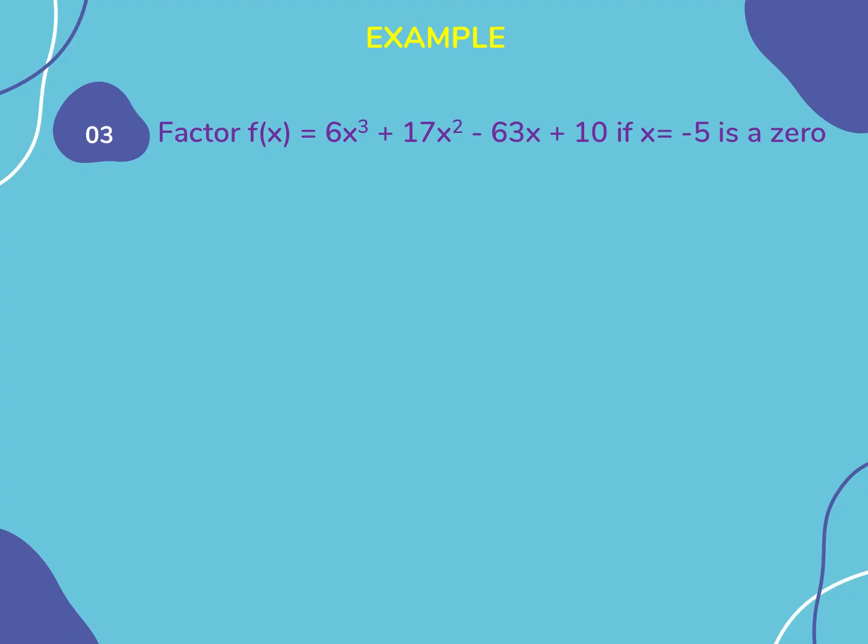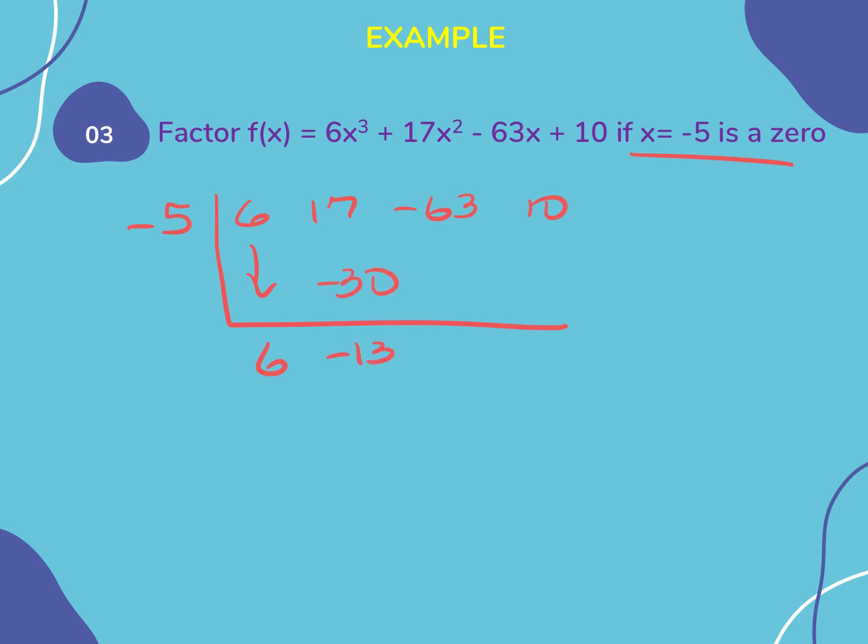Next one, they're giving me one of the zeros. So again, I'm going to do synthetic using that 0, put all the coefficients in here. Gonna bring down, gonna multiply, gonna add the column, gonna multiply, I'm gonna add the column, and I'm gonna multiply. Again, if you did not get a 0 here, you did something wrong because you were told that -5 was a 0. So now let me add the variables back.